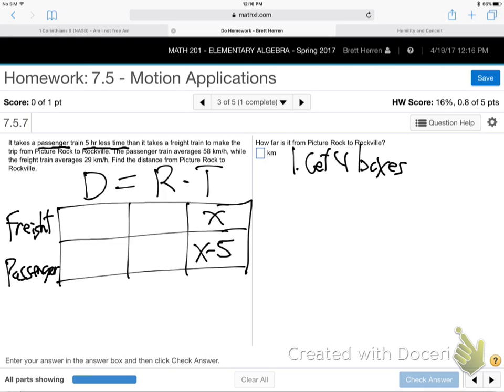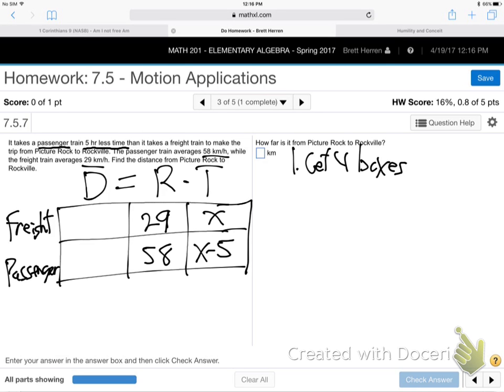All right. And then what else do we have? The passenger is 58 kilometers. That's the rate, huh? And the freight is 29. That's his rate, his speed. We good with all that? Making sense? I probably should have put the passenger on the top. I just didn't notice that word at first.